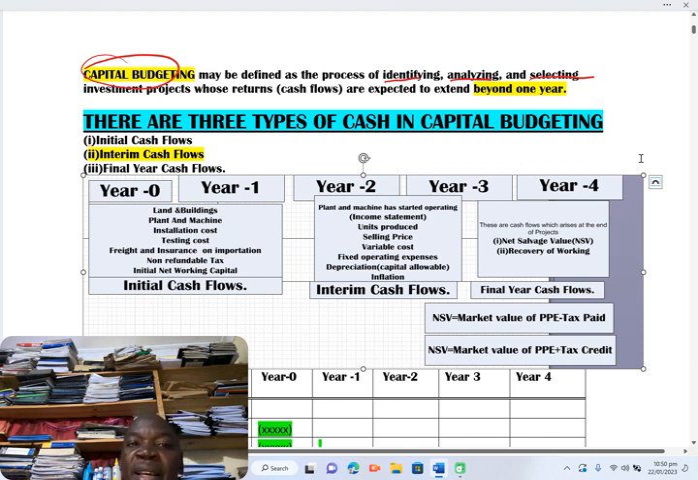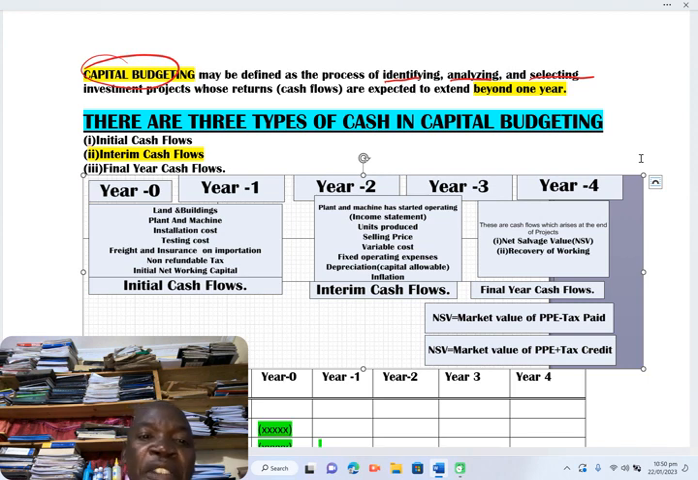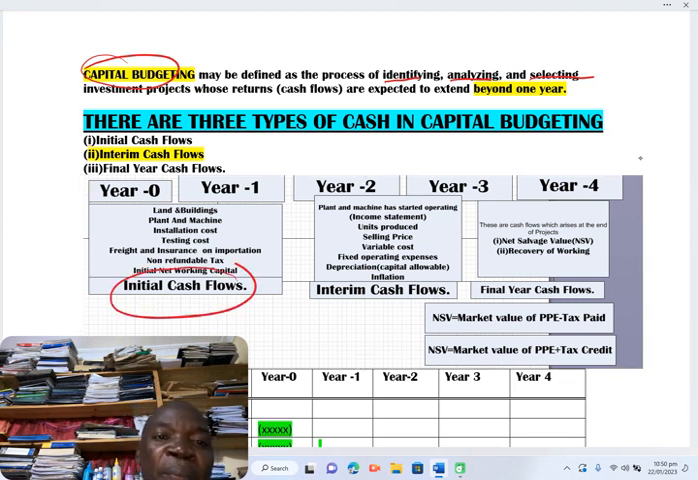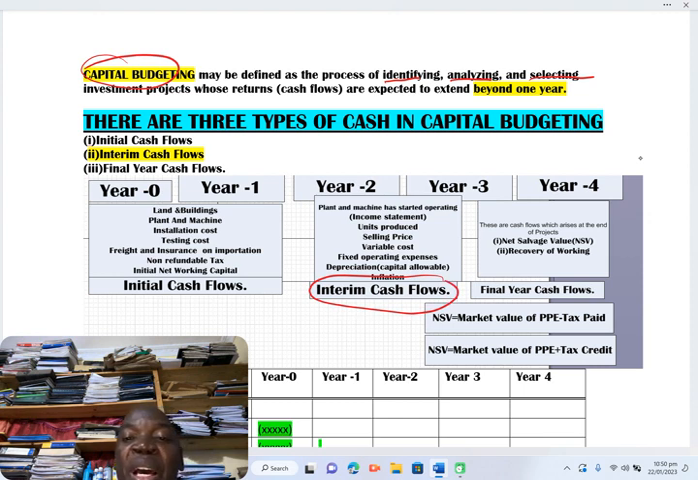As I said, capital budgeting cash flows are classified into 3. The first one is initial cash flow, the cash flow that includes acquisition of machines, plants, equipment, installation of machines, testing of equipment, and others. These are the cash flows which arise at the beginning of the project when it commences.